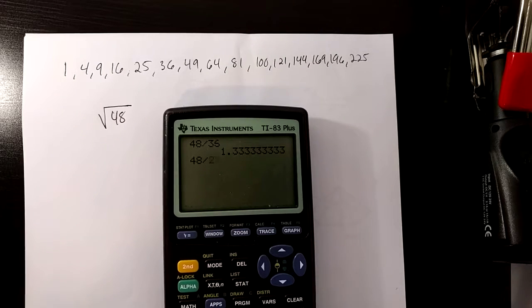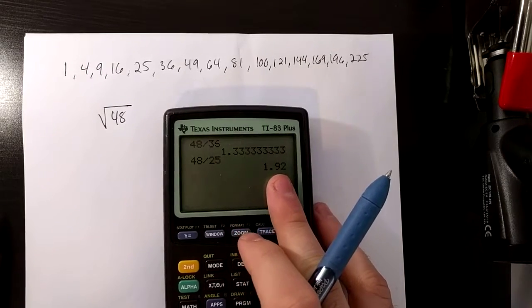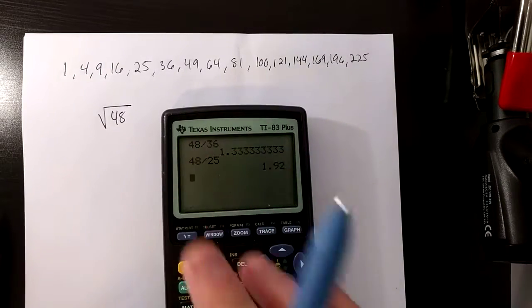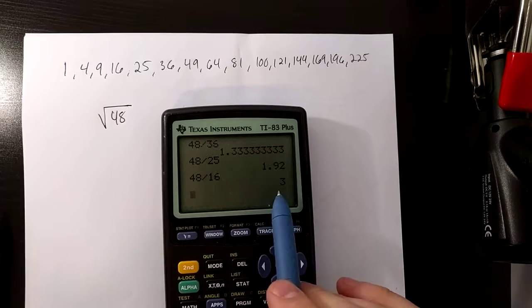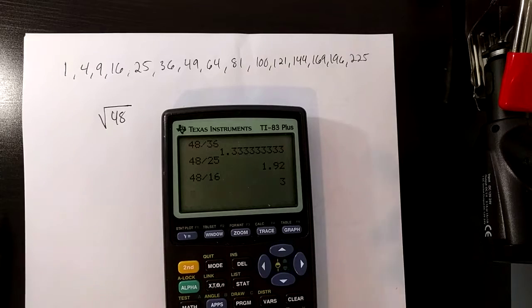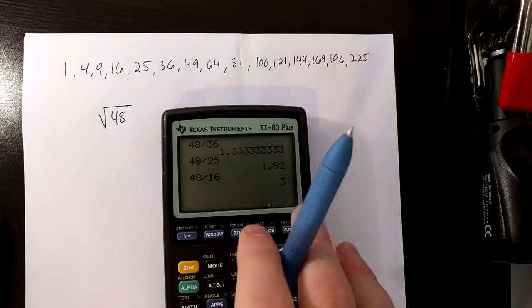48 divided by 25: 1.92. This is an exact number, but it's not an integer. Move one more down. 48 divided by 16. You get 3, which is an integer. 16 being your perfect square, it goes into 48 3 times.